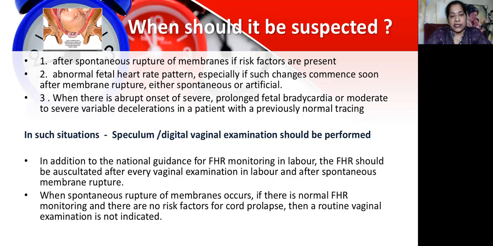In addition to the national guidance on fetal heart rate monitoring in labor, fetal heart rate should be auscultated after every vaginal examination in labor and after spontaneous membrane rupture. When spontaneous membranes rupture, if the fetal heart rate is normal on monitoring and there are no risk factors for cord prolapse, then a routine vaginal examination should not be performed.